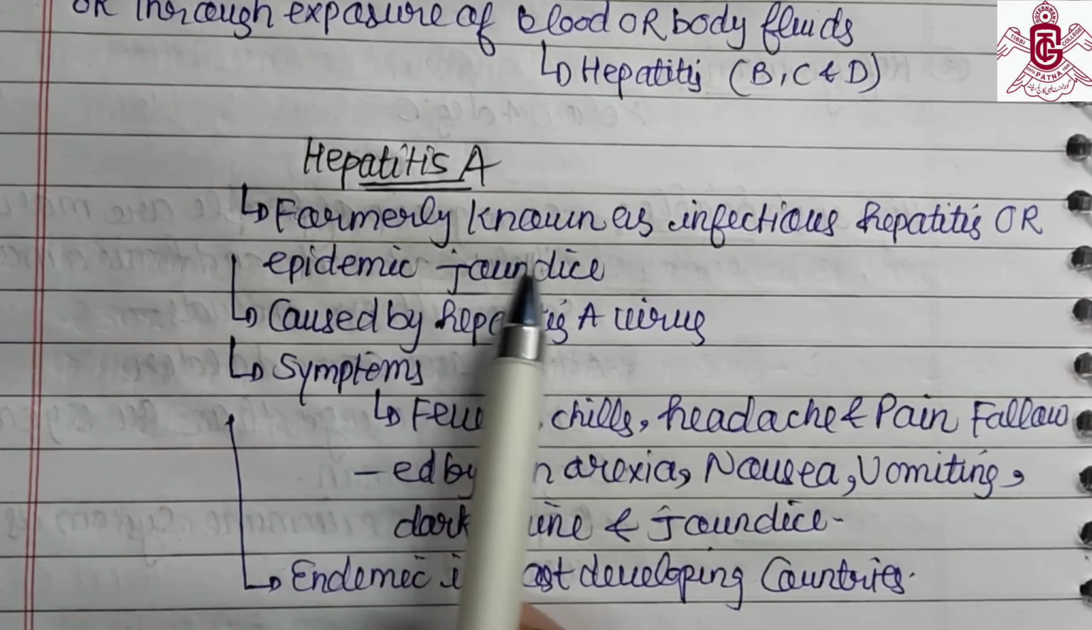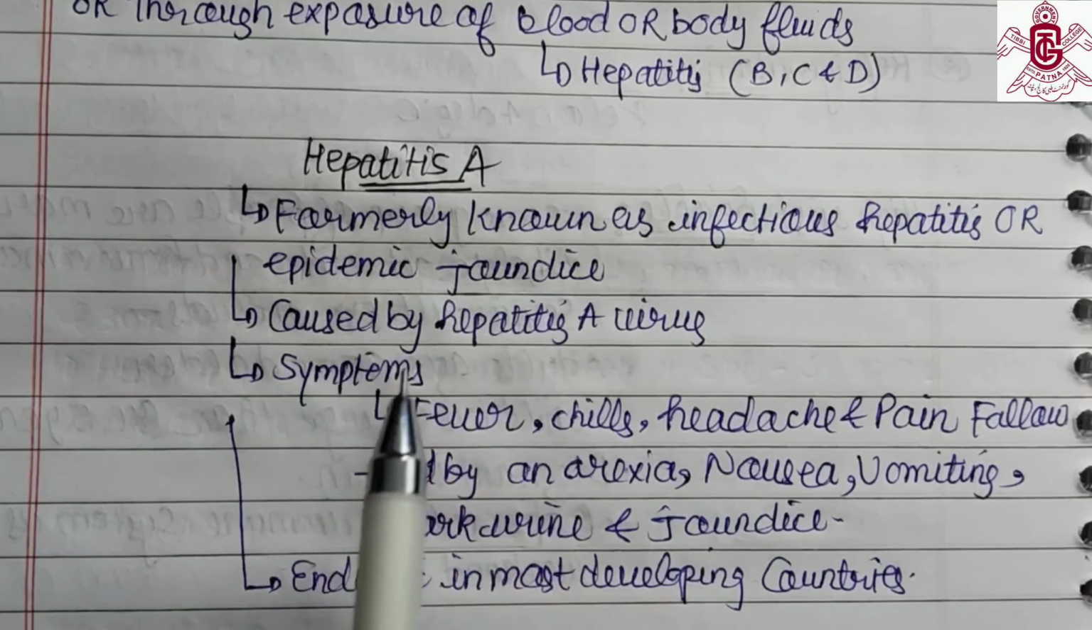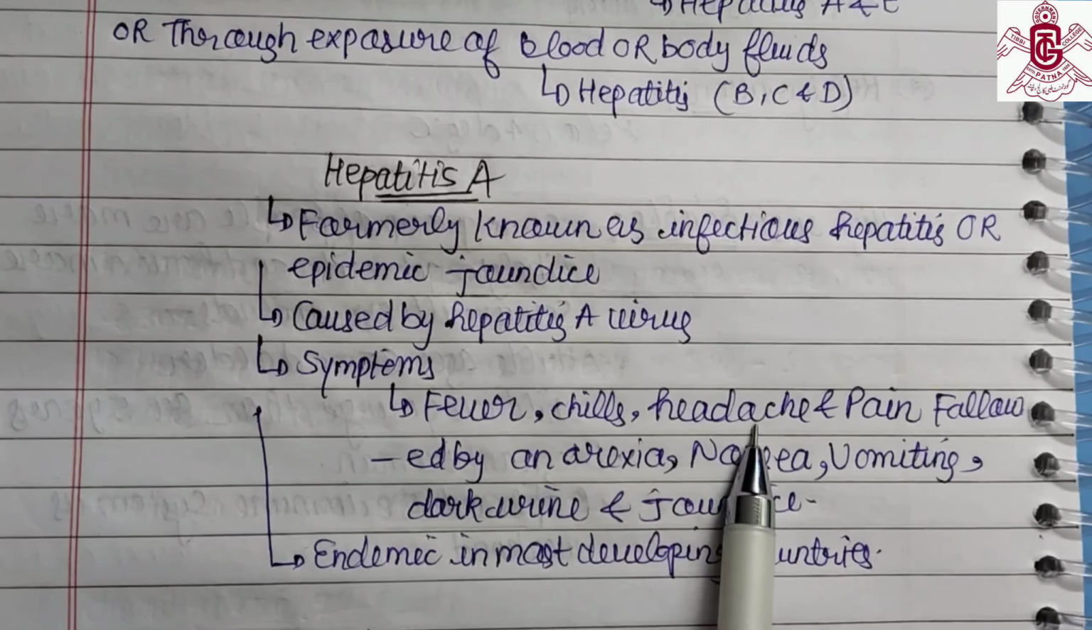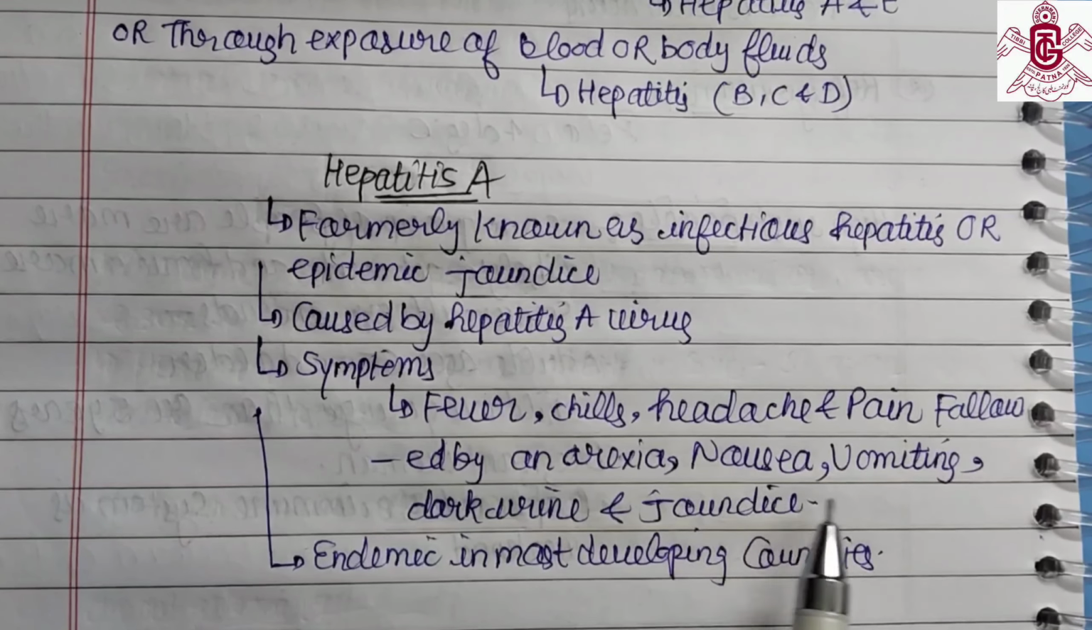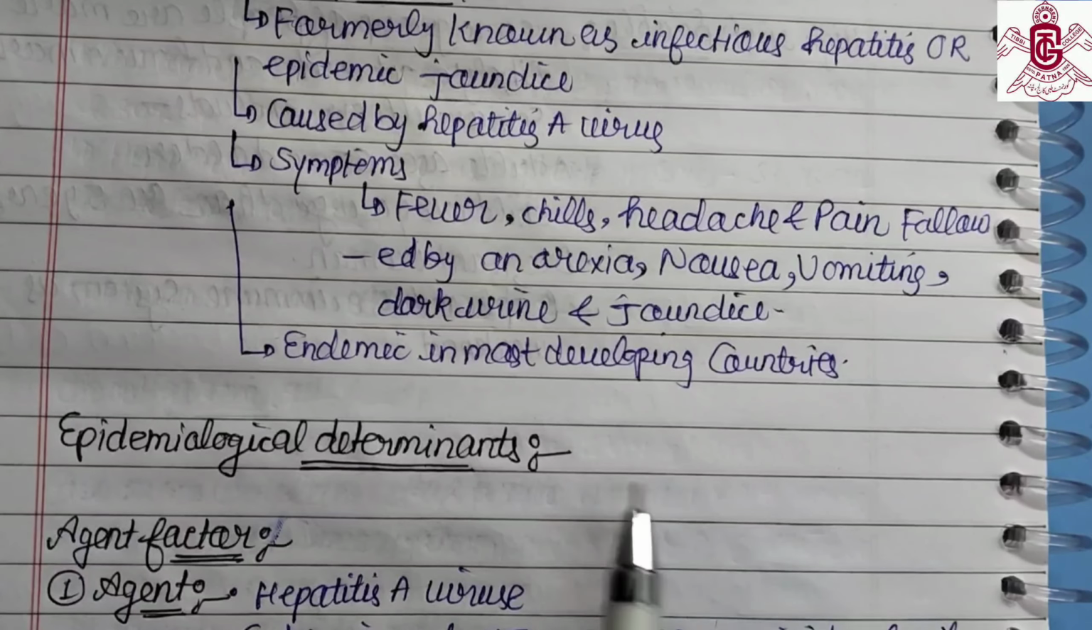Hepatitis A, formerly known as infectious hepatitis or epidemic jaundice, is caused by the hepatitis A virus. Symptoms of hepatitis A are fever, chills, headache, and pain, followed by anorexia, nausea, vomiting, dark urine, and jaundice. It is endemic in most developing countries.